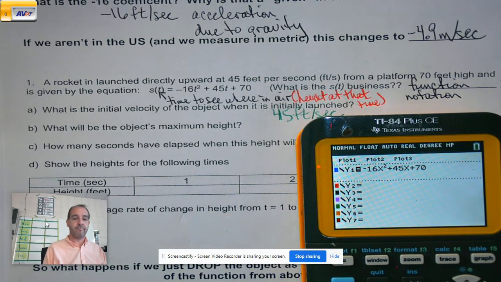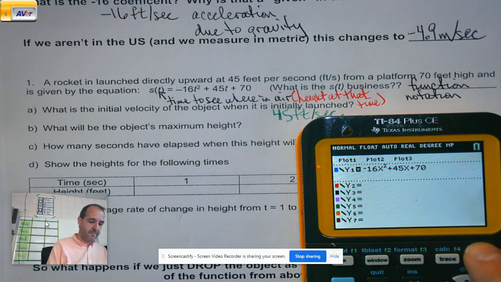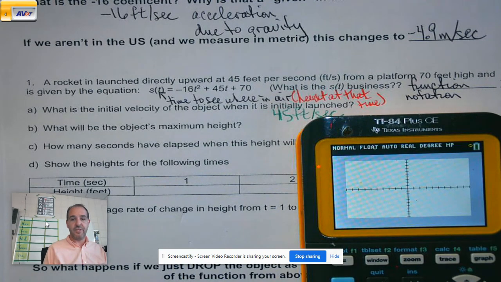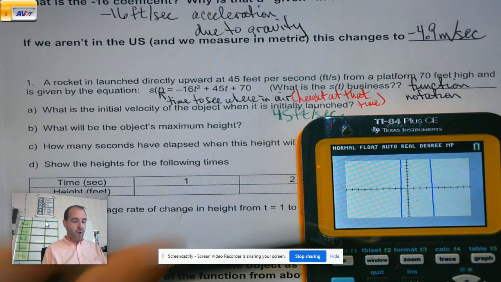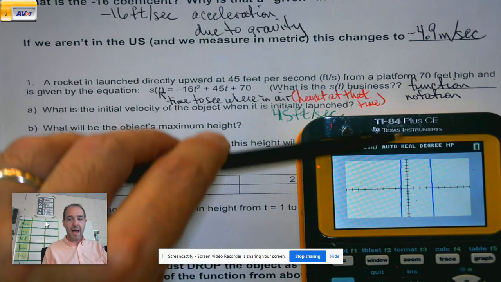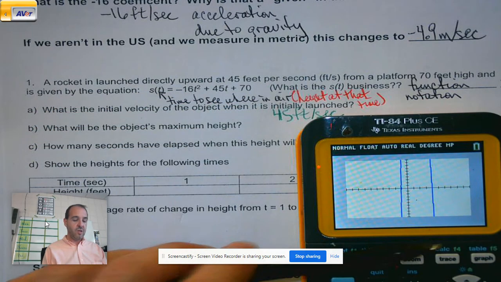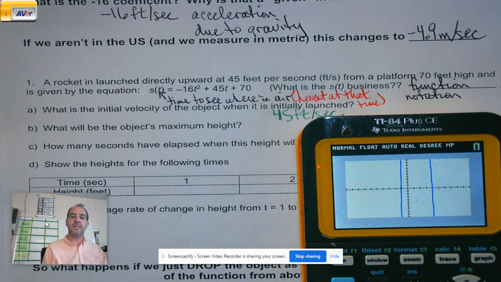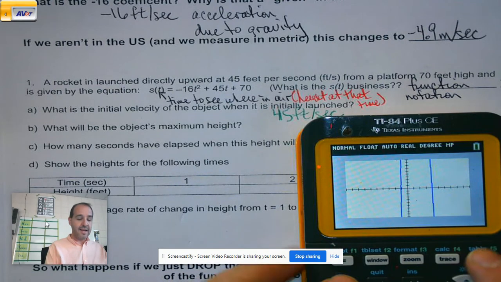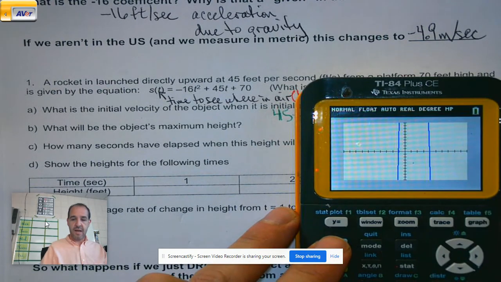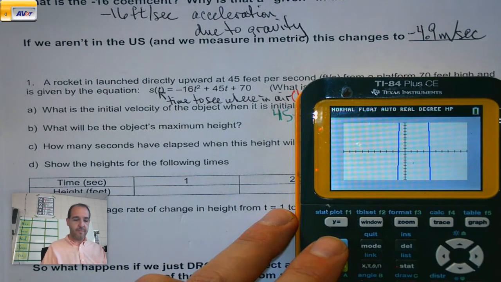Now, a couple of things to make mention of. When we go to graph this, we're going to run into a little bit of an issue. The issue is, there's a parabola here, but it goes up higher than my screen is, and then comes back down. So how am I going to get it where I can see the whole parabola? Now, this is just my personal opinion. Everybody's going to have their own ways. I like to look at the chart. So I'm going to hide this for a minute.